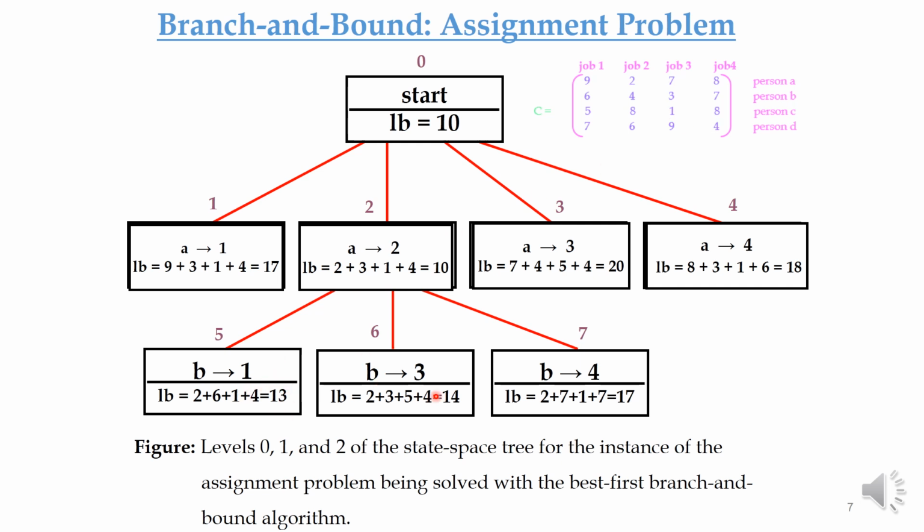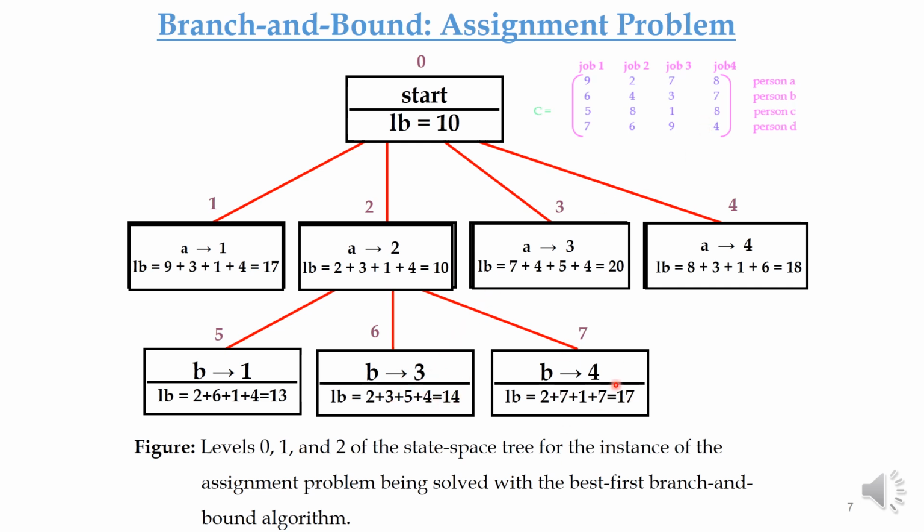Then if you are assigning the third job to person B, the value is 3. So the cost for person A is 2, plus 3, plus the remaining smallest values 5 and 4. Because if you are taking the value 3, that is job 3 to person B, this column is also blocked. So we have to choose the next smallest value for the third row, so I am taking 5. Then in the fourth row, the smallest value is 4. So now the total value is 14.